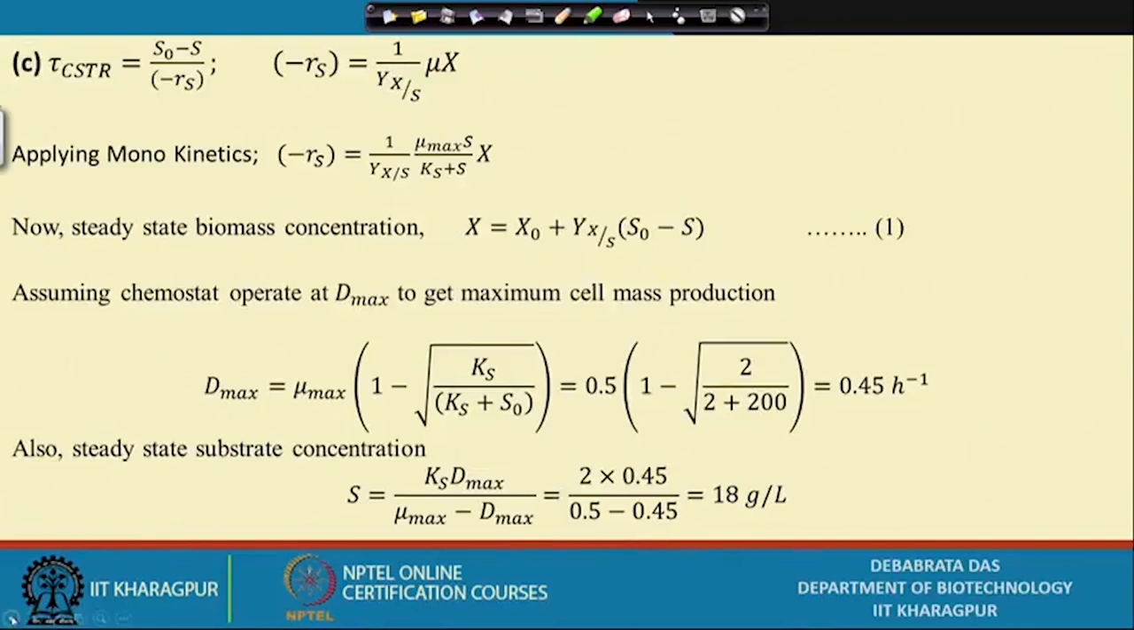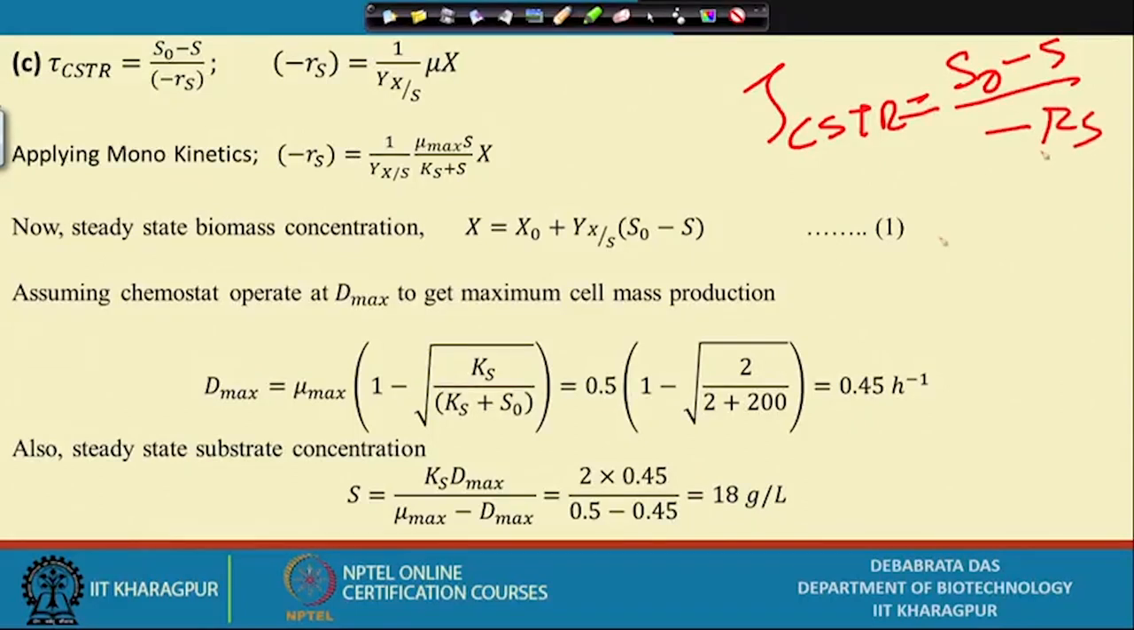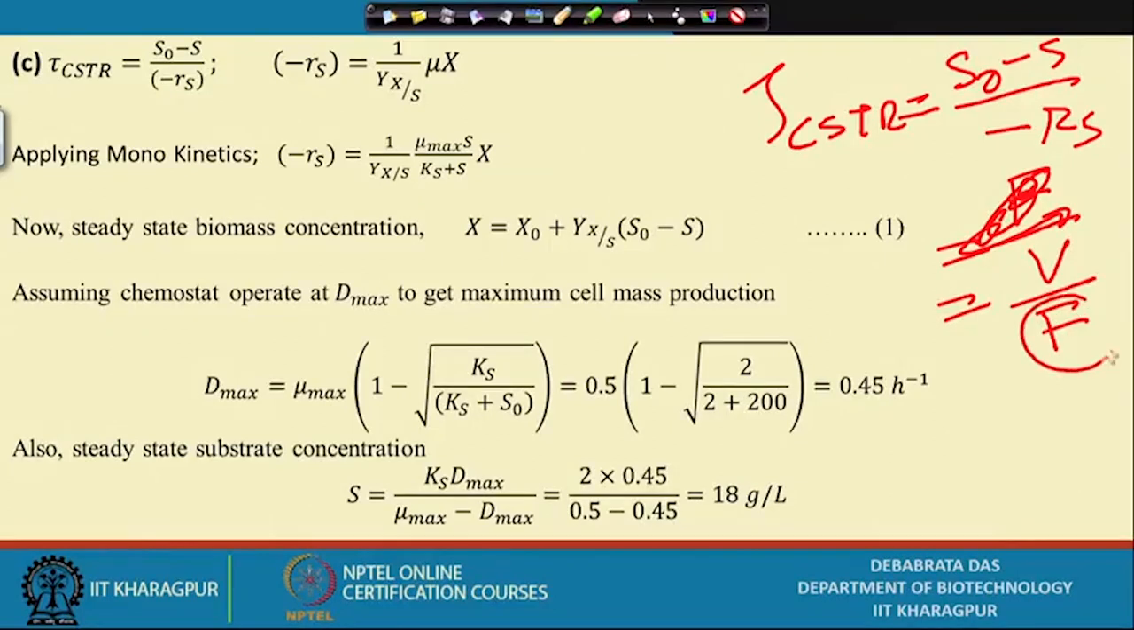Now, the third problem that we have, we shall have to find out the volume of the reactor. Now, how can we find out the volume of the CSTR? I told you, you can remember, in CSTR first we shall have to find out tau CSTR. What is the tau CSTR? So tau CSTR equals S0 minus S divided by minus RS. Am I right? Now once you know that, then this is equal to V by F. Now if you know the volumetric flow rate, then you can find out the volume of the reactor. So this is how you can find out the volume of the reactor.